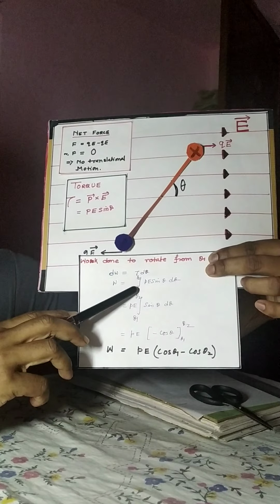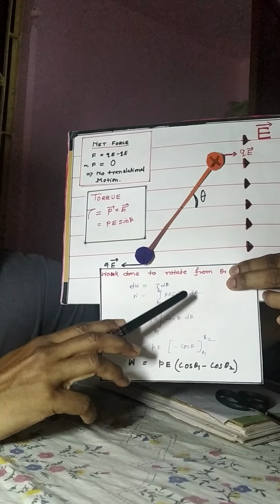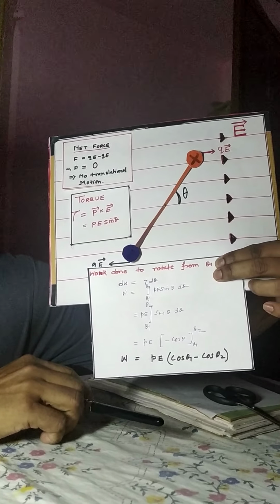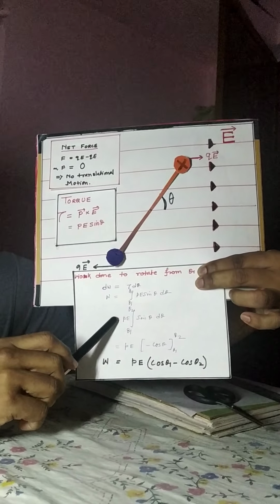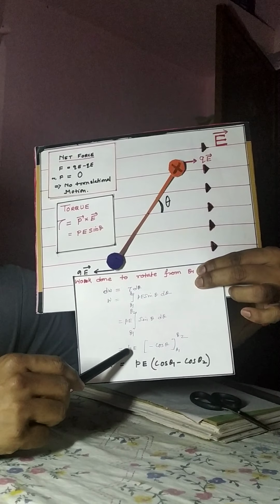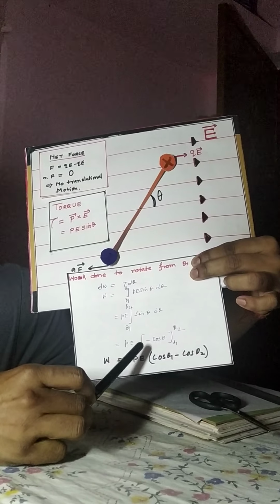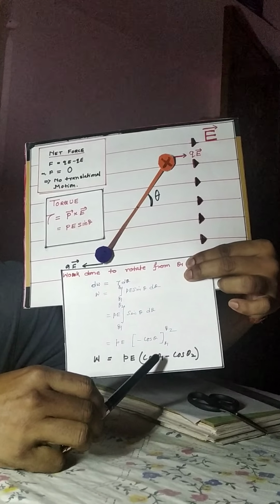then W equals the integration from theta 1 to theta 2 of torque, which is P E sin theta d theta. Theta 1 to theta 2 means we want to rotate the dipole from the theta 1 position to the theta 2 position. Then again P E is constant, and the integration of sin theta d theta comes to P E times minus cos theta from theta 1 to theta 2. Ultimately, putting the limits, the work done W is equal to P E times cos theta 1 minus cos theta 2.